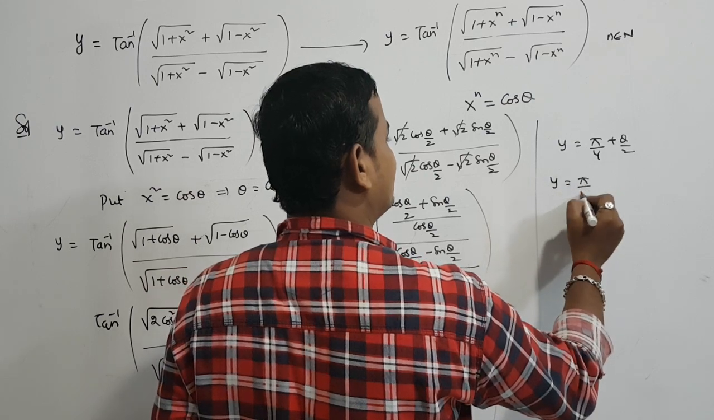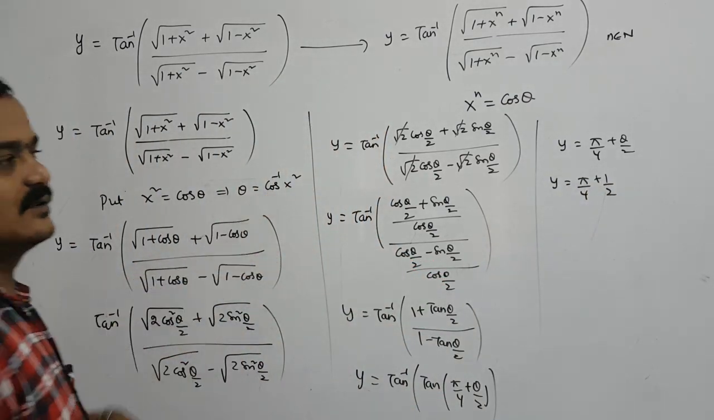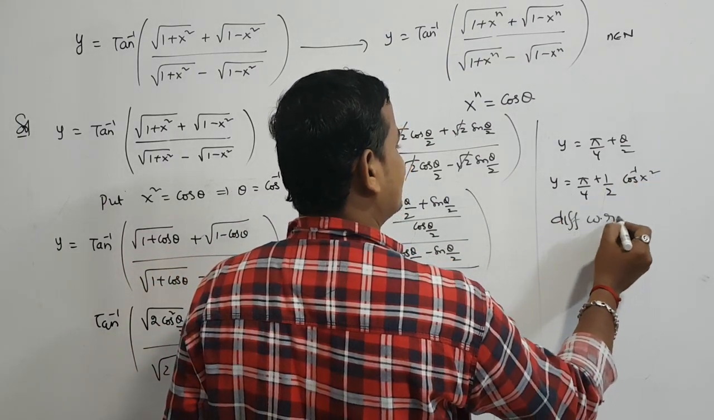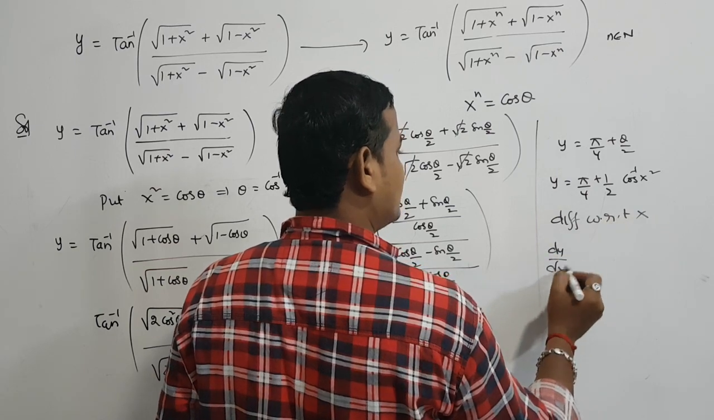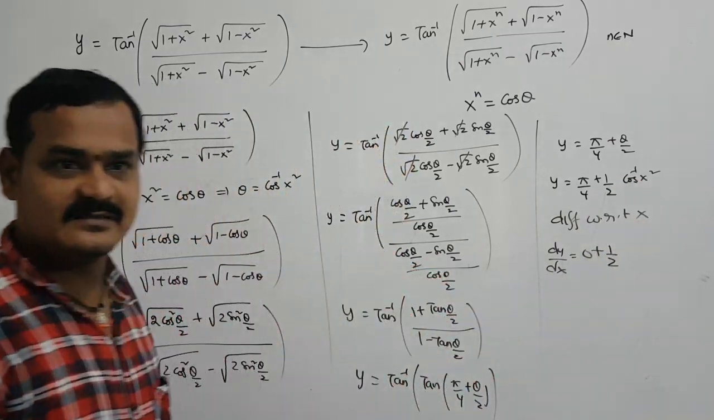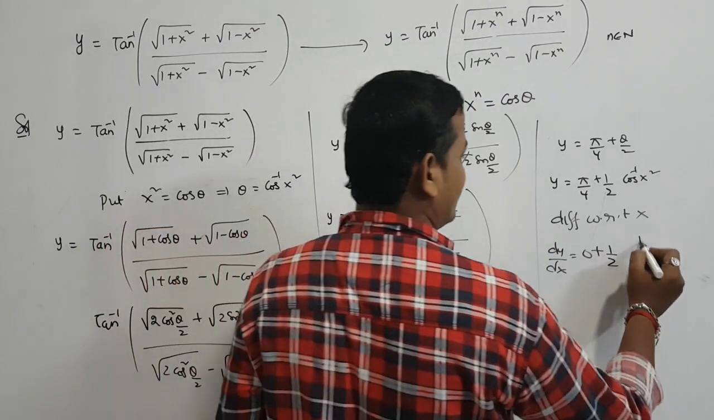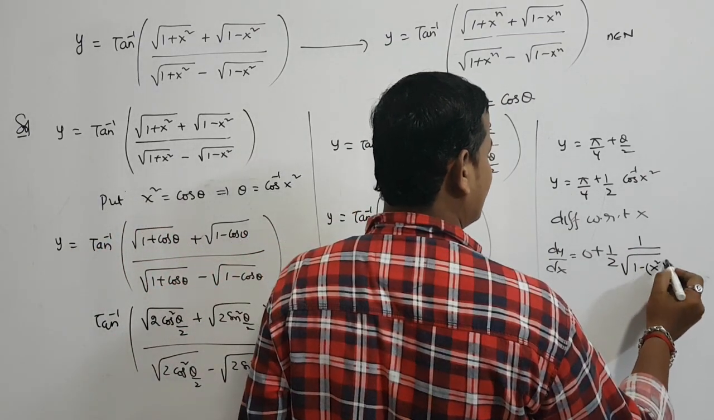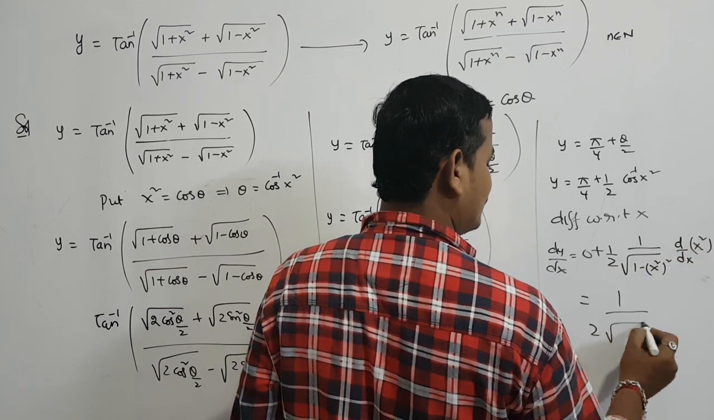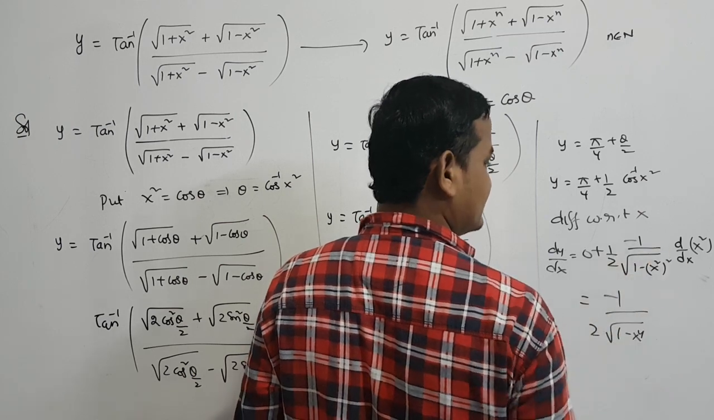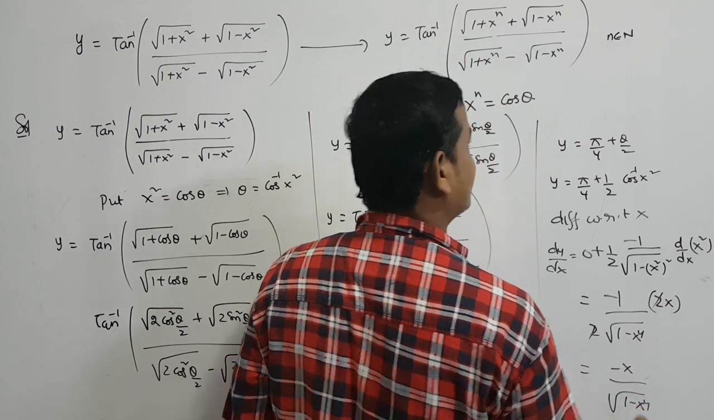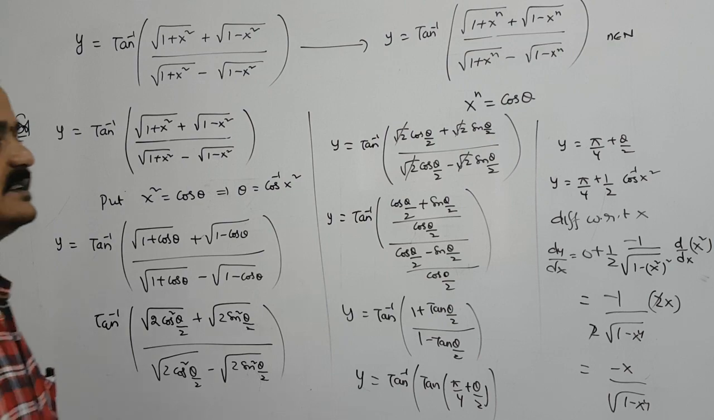So y is equal to pi by 4 plus 1 by 2 into theta, which is cos inverse of x square. Now differentiate with respect to x. dy by dx is equal to pi by 4 derivative 0 plus 1 by 2 into, it is a composite function. The first function is cos inverse and the second function is x square. So 1 by root over 1 minus x square whole square into d by dx of x square. That is 1 by 2 root 1 minus x power of 4 into 2x. The 2 cancels. Minus x by root over 1 minus x power of 4. This is the answer.